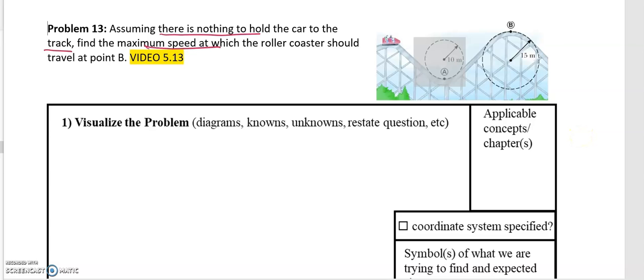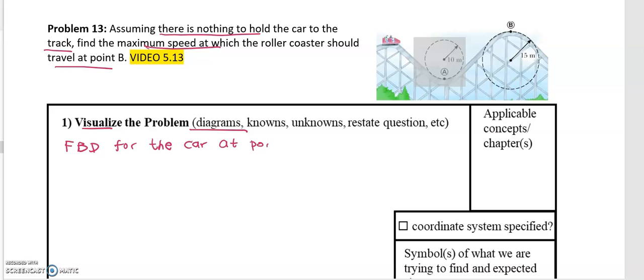In this problem, assuming there's nothing to hold the car to the track, we have to find the maximum speed at which the roller coaster should travel at point B. So as we always do, we are going to visualize the problem. We're going to start by defining coordinates, and then we're going to draw a free body diagram for the object of interest. In this case, we're going to draw a free body diagram for the car.